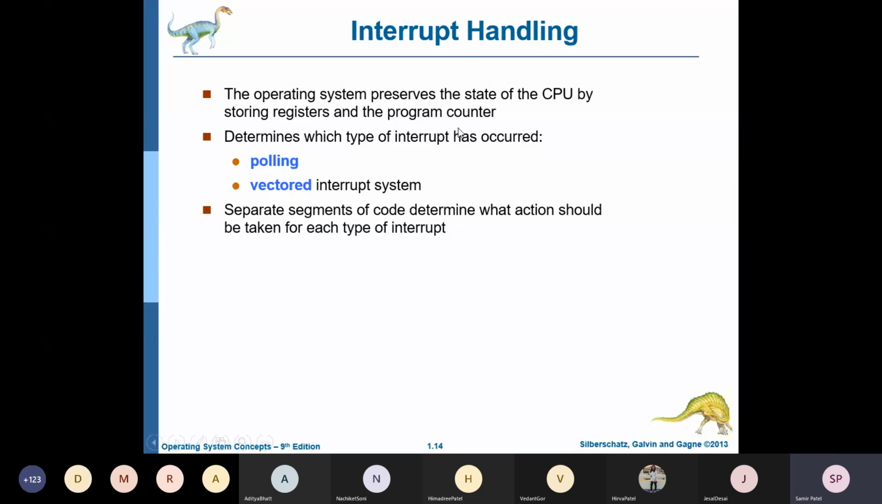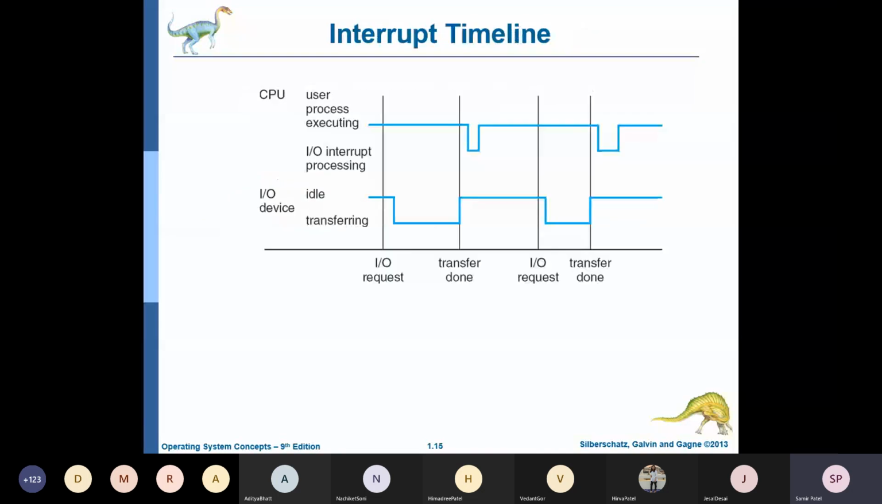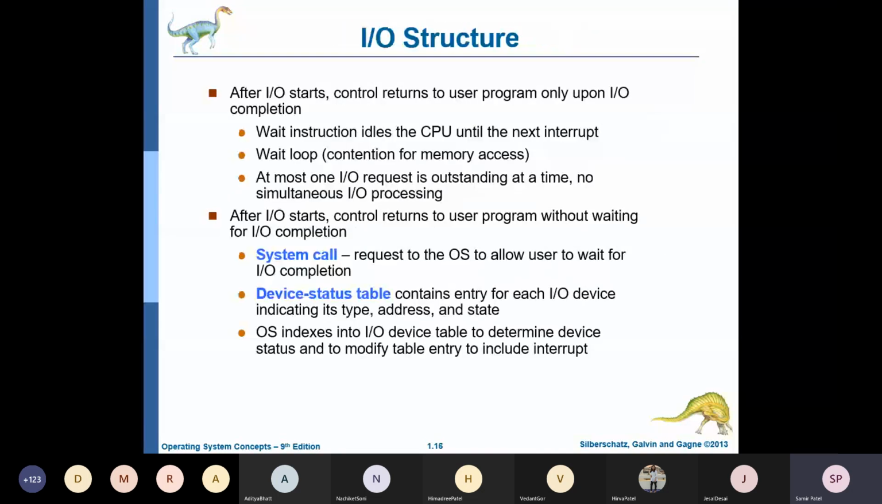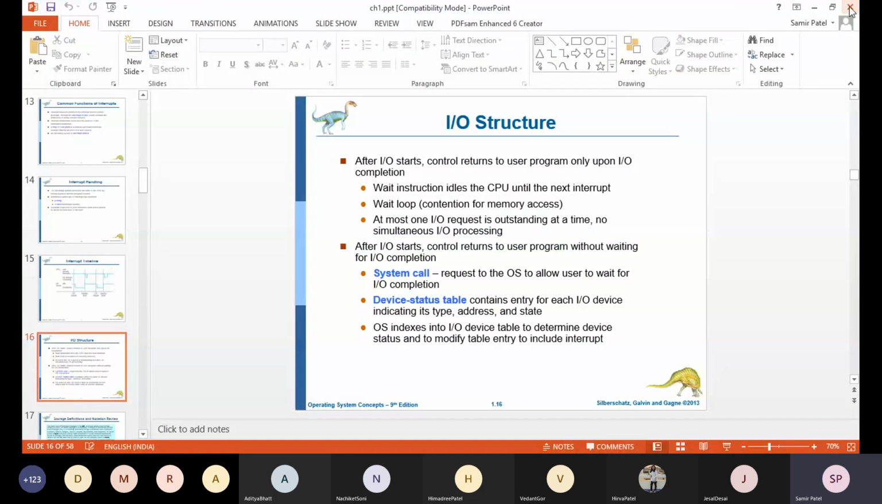We'll not go into those things because you might have studied them earlier. We'll stop here. We'll jump into the other topics in the next class, related to batch operating systems, the types of operating systems, process management and other stuff. Okay.